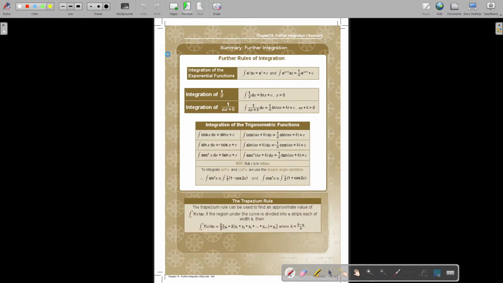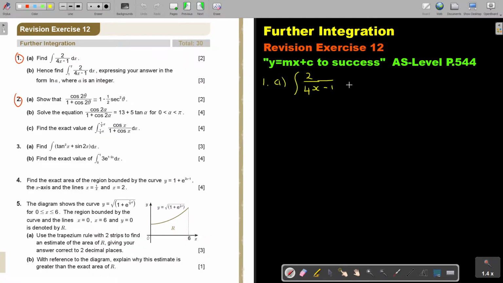Okay. This is taking a while to go back. I don't know why it's so slow. Okay. So basically, if I'm going to look at this one, it's just going to be equal to, okay, the 2 is the constant. So I multiply with 1 over 4, that's the value in front of x, and then ln, and the denominator, 4x minus 1, and then plus c. And that is going to be a half ln 4x minus 1 plus c. And that's going to be number A.